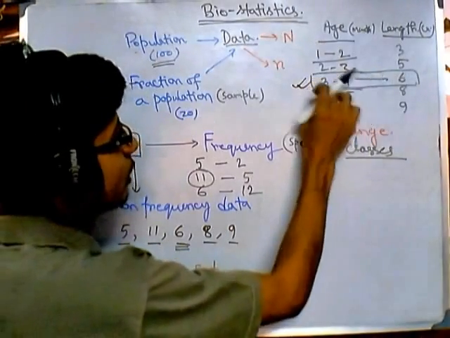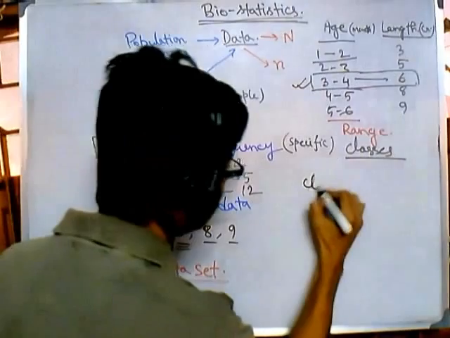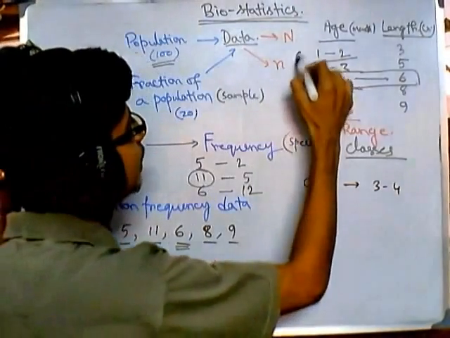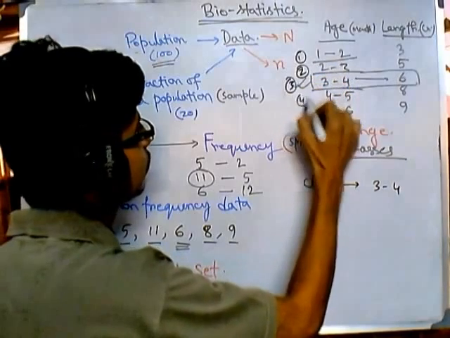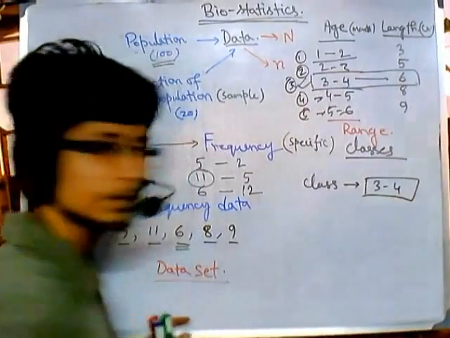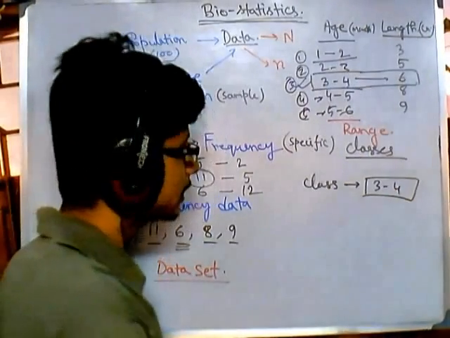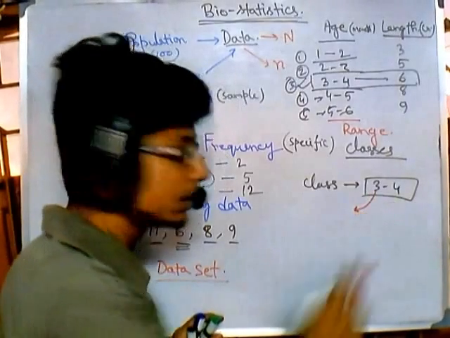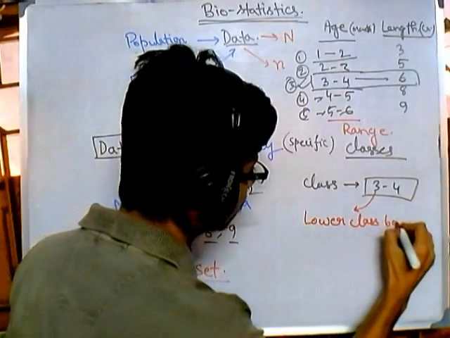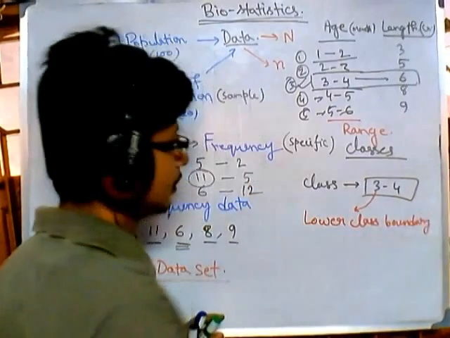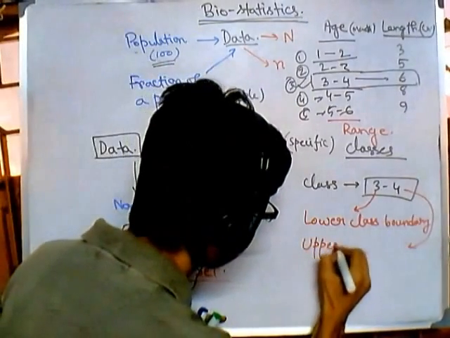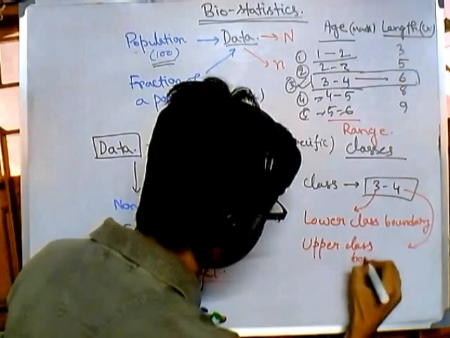Now in this left hand column, what we have is the class, right? So one class is 3 to 4. This is one class. So this will be class 1, this is class 2, this is class 3, this is class 4, this is class 5, and so on. So for a class with a range of 3 to 4, this is the lower limit, so we call it the lower class boundary, and this is the highest limit or upper limit, so we call it the upper class boundary.